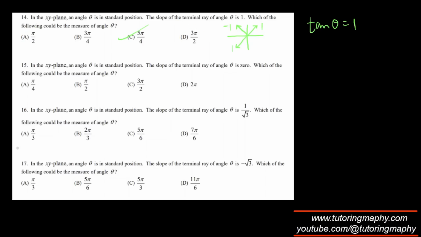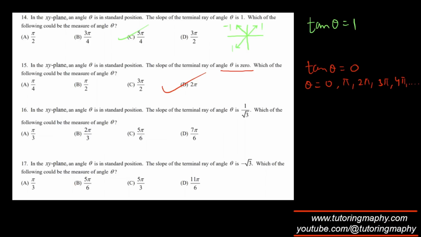Okay. Tan theta is 0. Which of the following could be the measure? That's easy. If tan of theta is 0, theta can be 0. Theta can be pi, 2 pi, 3 pi, 4 pi, and so on. So I think 2 pi is in the options, so that is the correct choice.